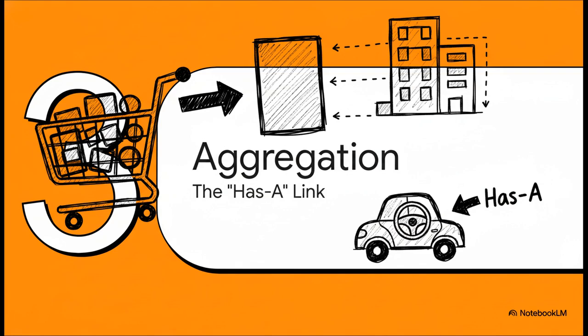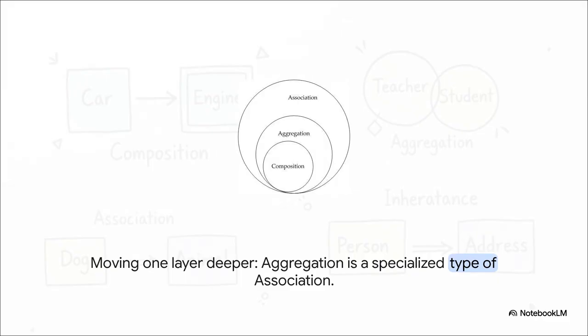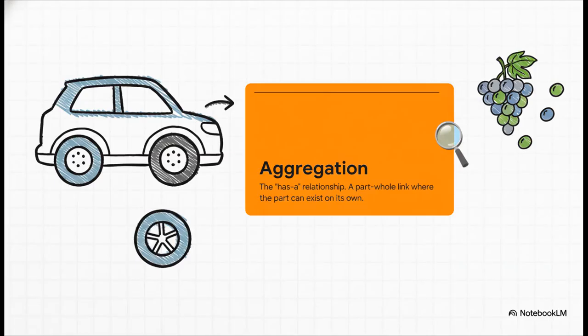Okay, next up, we're going to look at a relationship that has a bit more of an ownership vibe to it. Let's talk about aggregation. So, back to our map here. We're moving one level deeper. Aggregation is basically a more specific type of association. Think of it this way. Every square is a rectangle, right? But not every rectangle is a square. Aggregation is our square. Aggregation is a has-a relationship.